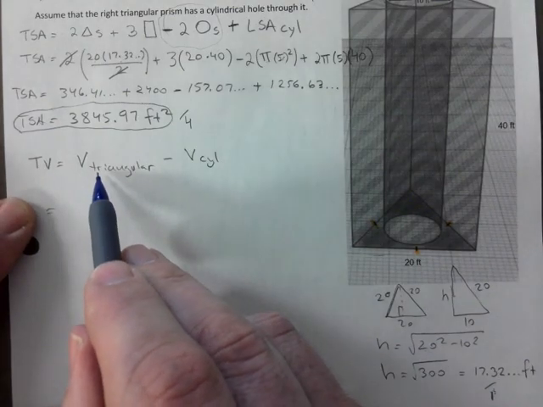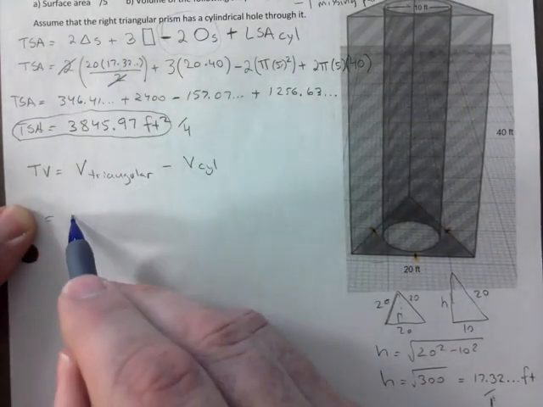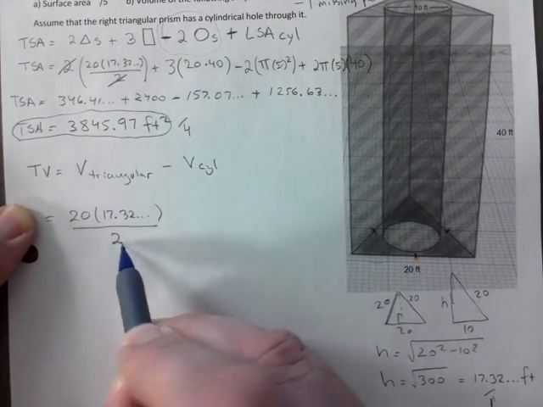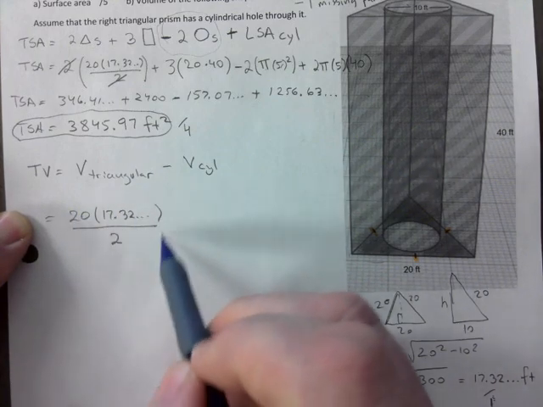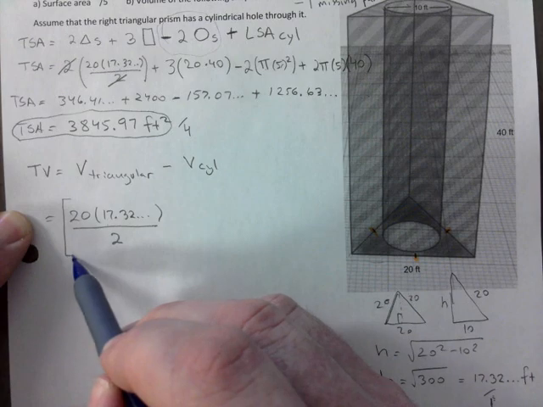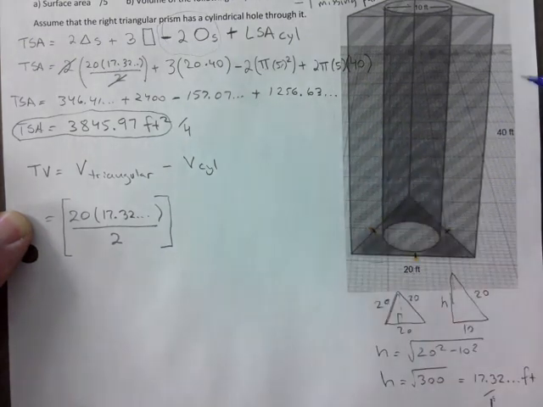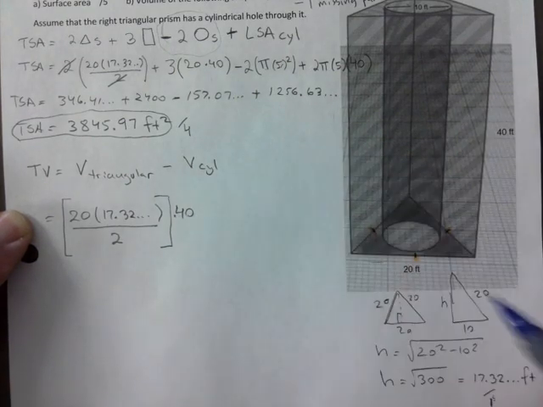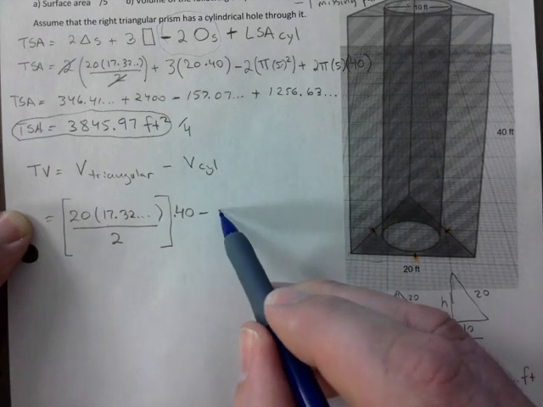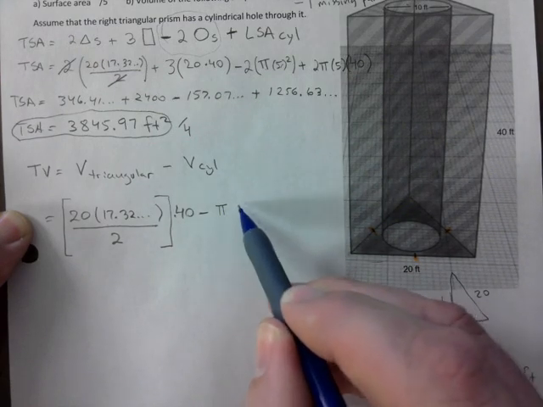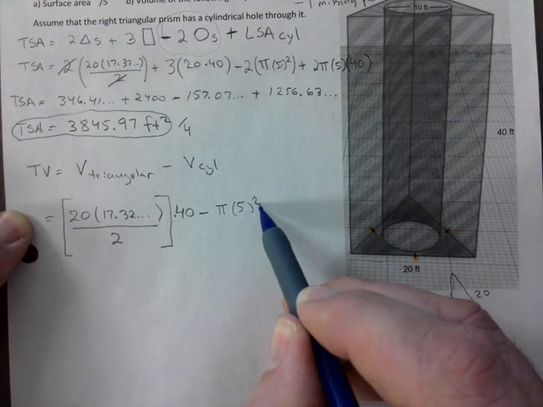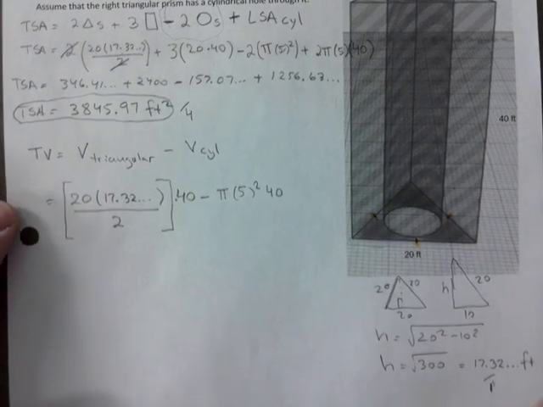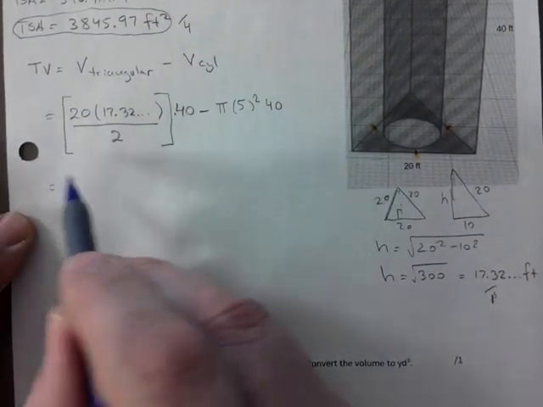So we already know the area of one base, how to get that at least. So it's 20 times 17.32 divided by 2. And you multiply this, I'm going to go square brackets here, by the height of the whole thing, so it's times 40. And then we're going to go minus pi r squared times 40 as well, because that cylinder has a height of 40.